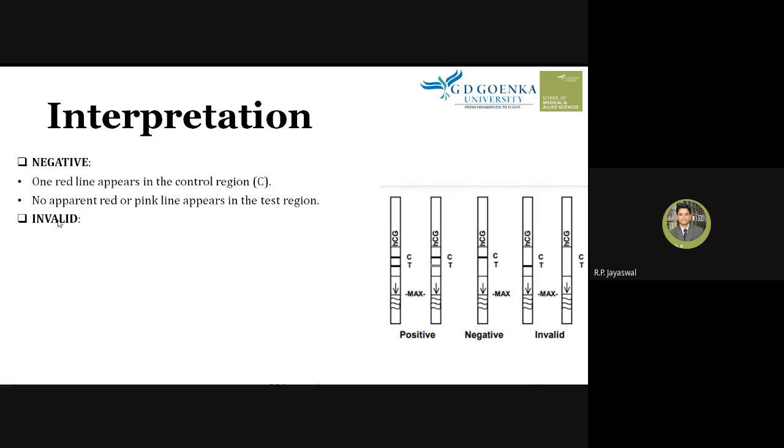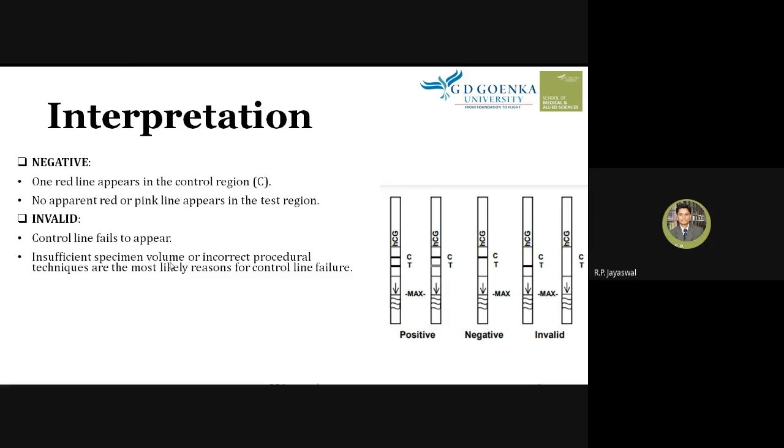Now there can be an invalid test. What is an invalid test? That is where there is no positive, no negative. We cannot understand what actually happened. We can see an invalid test because of the expiry of the test strip, or because some error has happened. Here the control line fails to appear. Here we should have the control line, but the control line fails to appear. In such a condition, we can say the test is invalid, that the strip is not working properly.